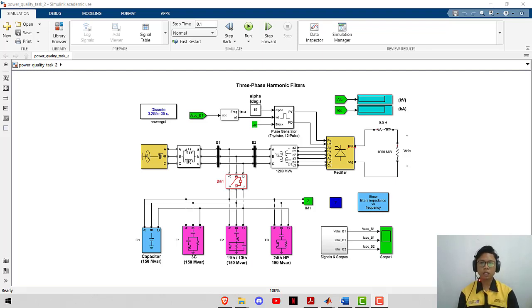Today I will explain task 2, which is the simulation of harmonic producing load and mitigating filters. So here is the MATLAB software. Here is the 3-phase harmonic filters that we have constructed in the MATLAB Simulink.